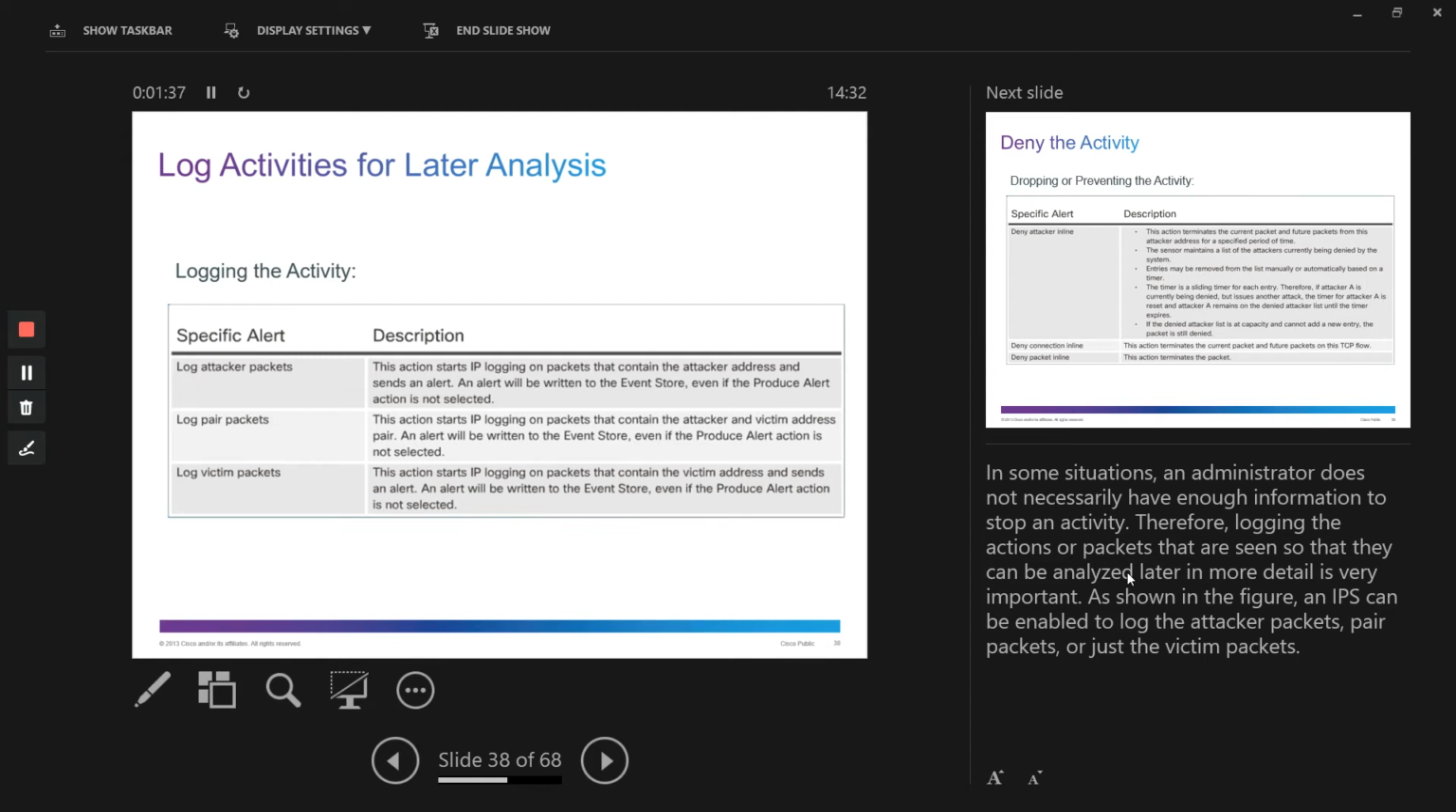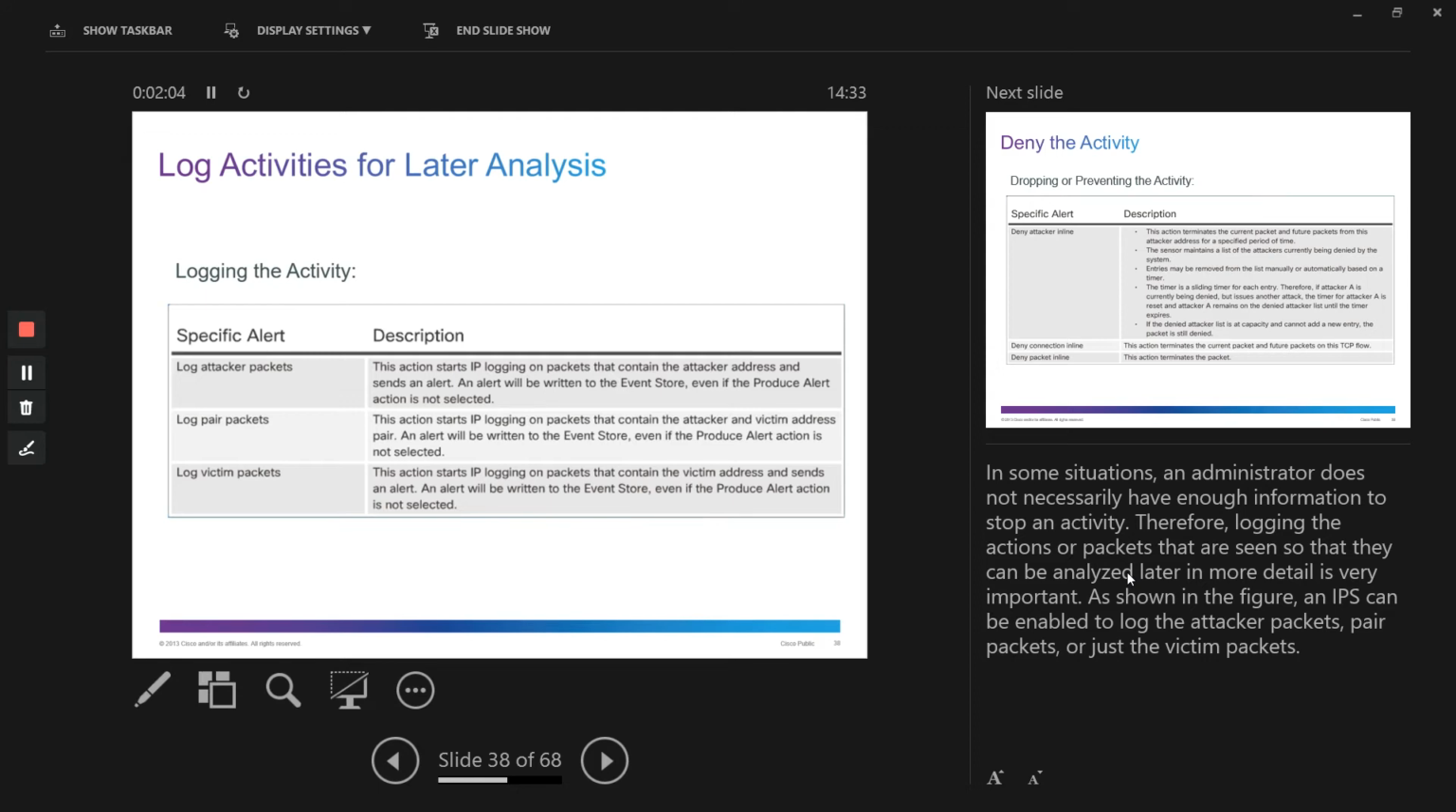Moving on, we have logging activities. In some situations, an administrator does not necessarily have enough information to stop an activity. Therefore, logging the action or the packets that are seen, so that they can be analyzed later in more detail, is very important. As you can see in the table, an IPS can be enabled to log attacker packets, peer packets, or just victim packets.